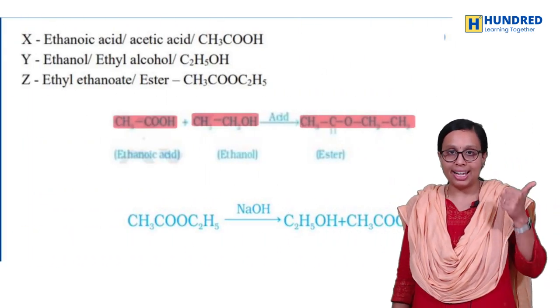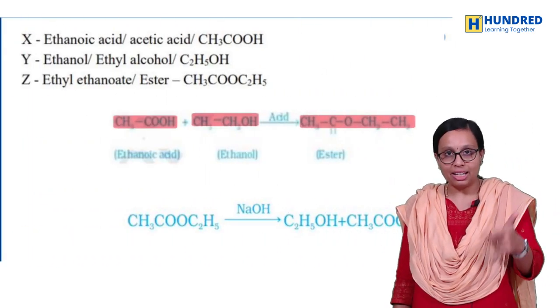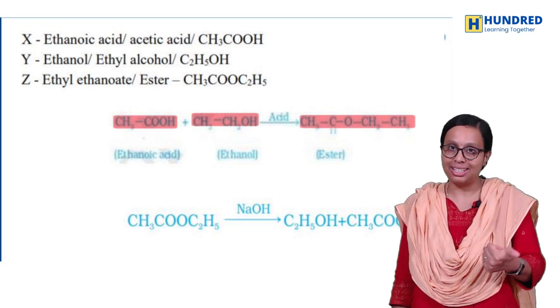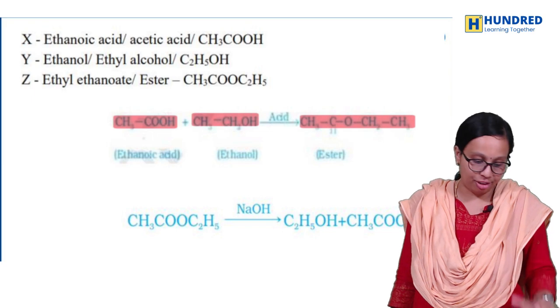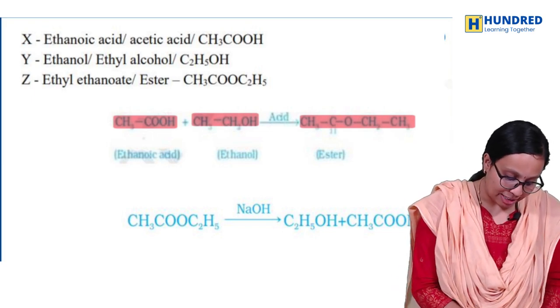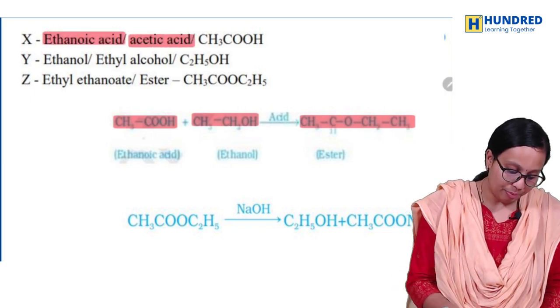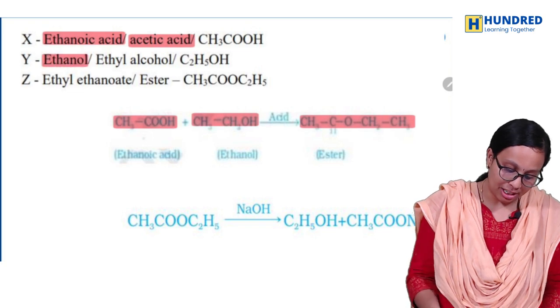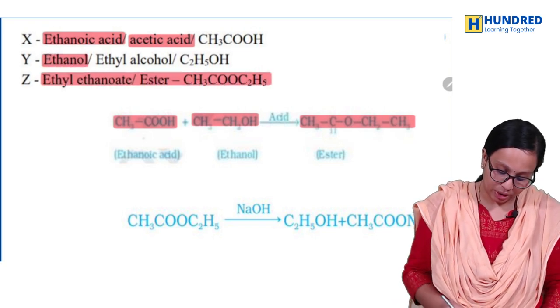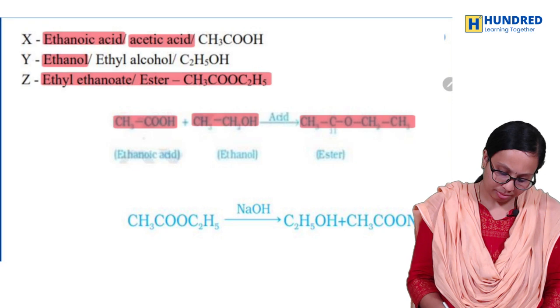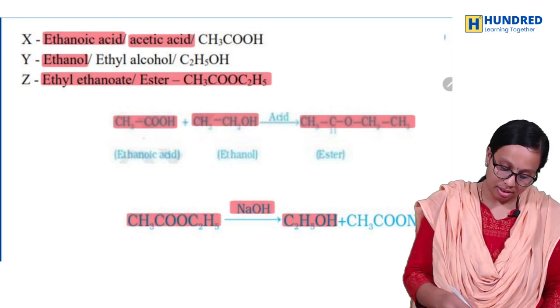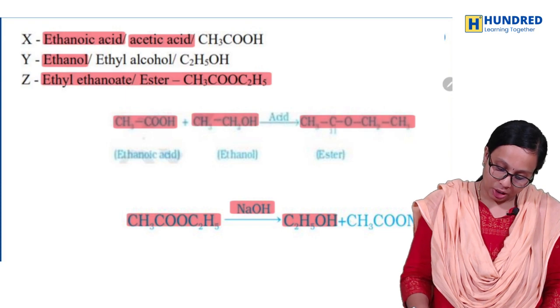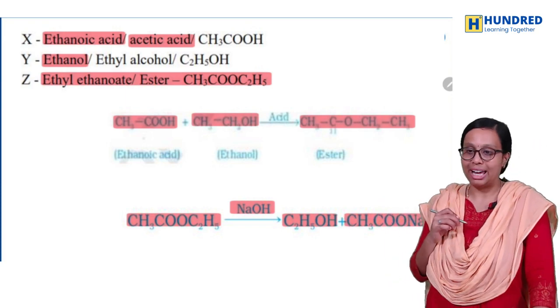So you take ethanoic acid and ethanol, and when they react, you get a sweet smelling compound that is known as ester. It is used in perfumes. This reaction is esterification. So X is ethanoic acid or acetic acid, Y is ethanol, Z is ester. Okay, so if you take the ester and it reacts with NaOH, you will get ethanol and the sodium salt of ethanoic acid.